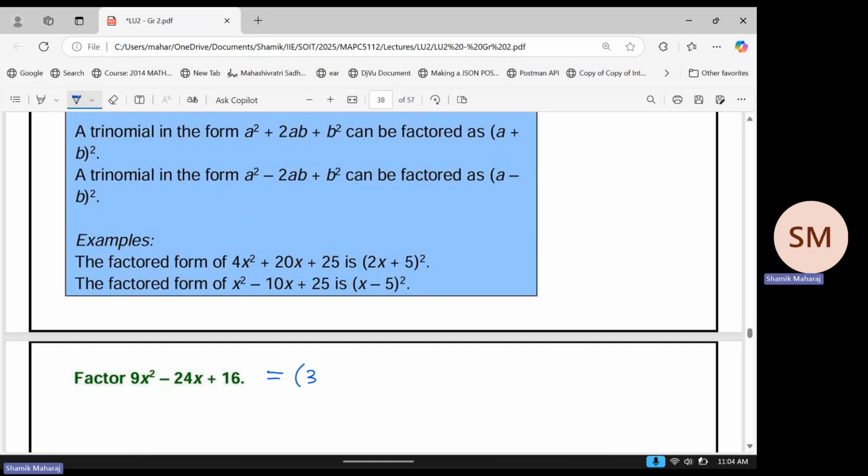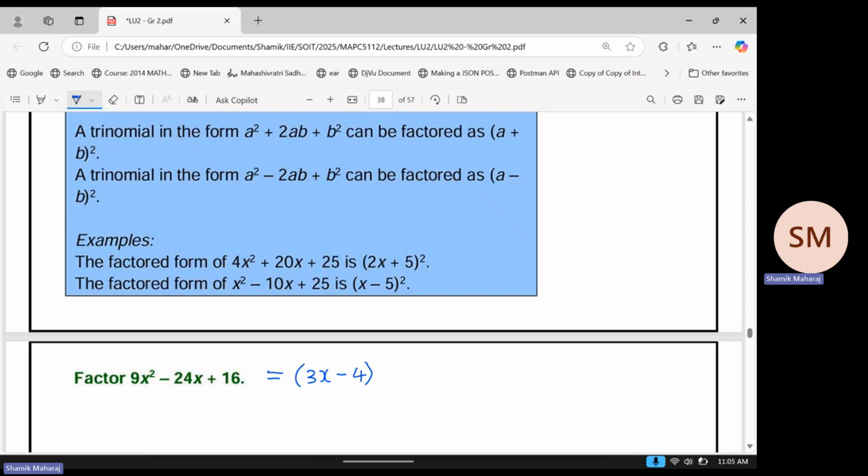I'll go with 3. I think 3 is fine. Let's start with 3. Or should it be 3x? I think so, because it's 9x squared here, so the square root of that is 3x. So let's go with it: 3x minus 4. I think 4 would work.